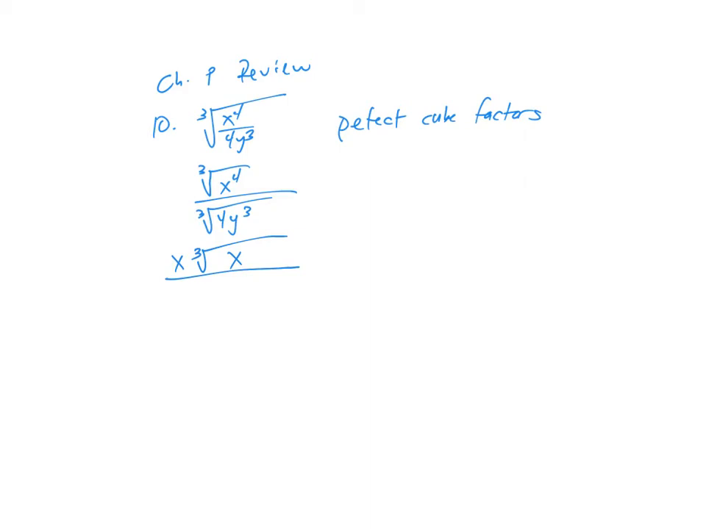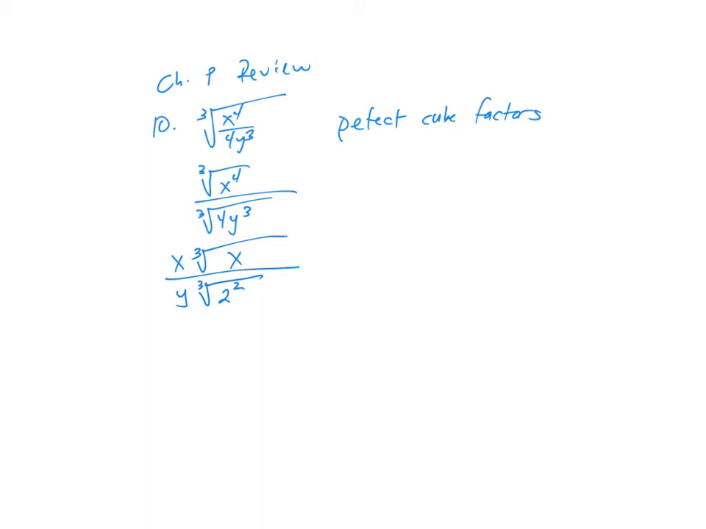And in the denominator, I have the cube root of 4y cubed, which means I can pull out a y. And remember, with the cube root, we don't need to worry about absolute value because it's an odd index. And then we'd still have the cube root of 4, but I'm going to rewrite 4 as 2 squared. The reason I'm going to do that is going to help me to rationalize the denominator.